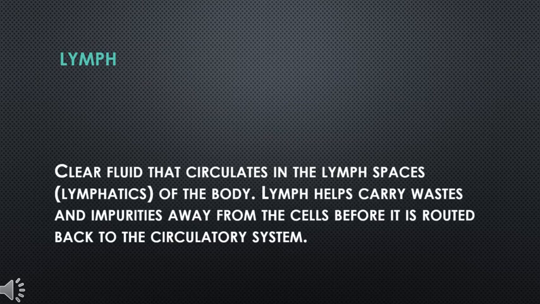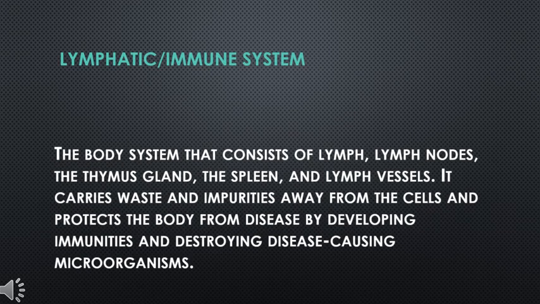Lymph. Clear fluid that circulates in the lymph spaces, lymphatics, of the body. Lymph helps carry wastes and impurities away from the cells before it is routed back to the circulatory system. Lymphatic immune system. The body system that consists of lymph nodes, the thymus gland, the spleen, and lymph vessels. It carries waste and impurities away from the cells and protects the body from disease by developing immunities and destroying disease-causing microorganisms.